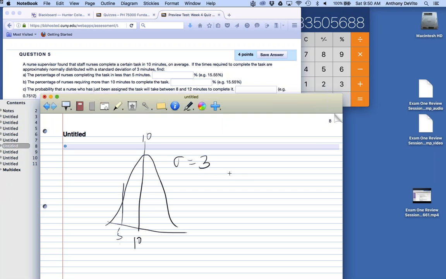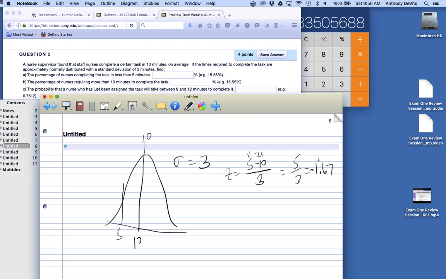Z is equal to 5 minus 10 over 3, that's my x minus my mean, which is equal to 5 over 3, which is 1.6666, call it 1.67. Now I can get an idea from my empirical rule, but it won't solve this problem for me. There's a couple of ways I could solve this problem. Right, you're right, it's negative. Absolutely right. Thanks for pointing that out.